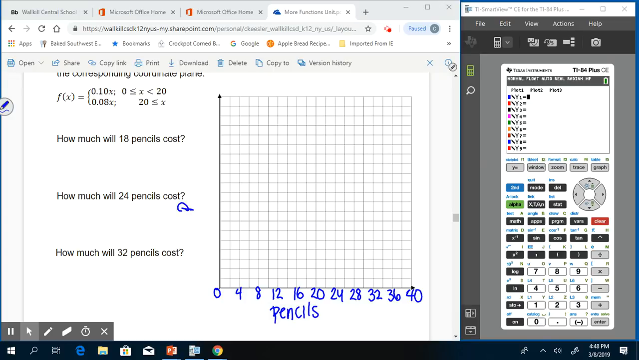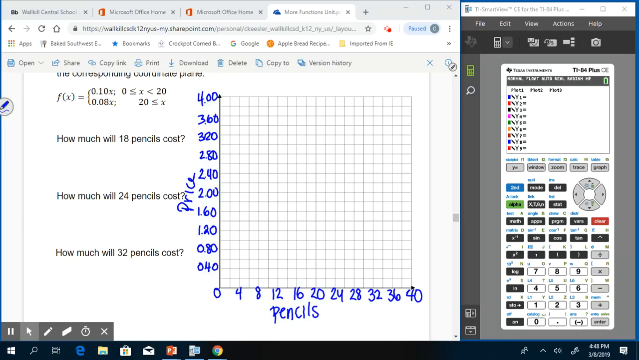And then our price is going to go on the y-axis. And if we have all the way up to 40 and we're talking about 10 cents and 8 cents here, I need at least $4 up at the top. So I'm going to split it up by 20-cent intervals. So 40 cents for every other. It's 40, 80, 120, 160, $2, 240, 280, 320, 360, and $4. Okay, and now we can start to graph.